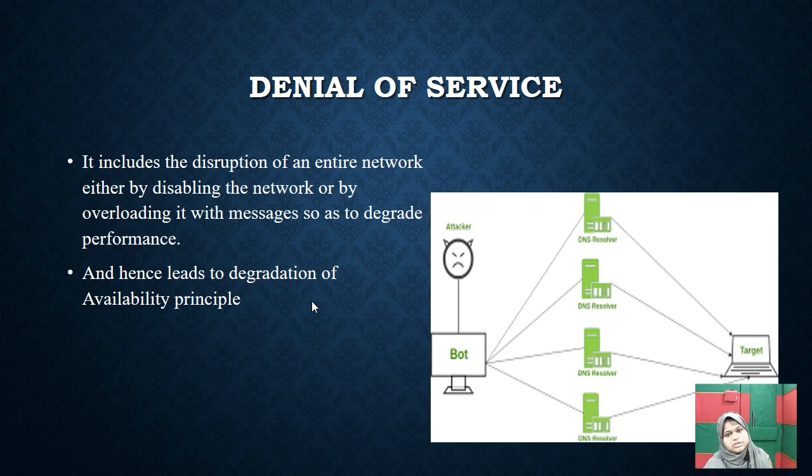Now for example, suppose Bob wants to send some message to Alice, but the attacker is continuously sending some sort of messages to Alice. Alice is being overloaded with the messages, and its performance has been degraded. The server's performance has been degraded, which obviously leads to the violation of the availability principle.